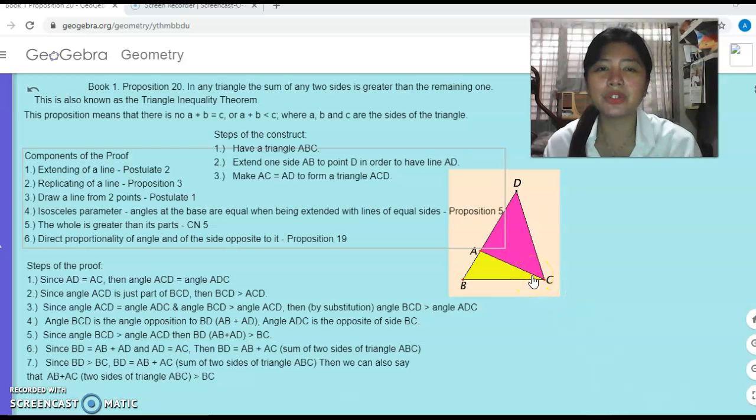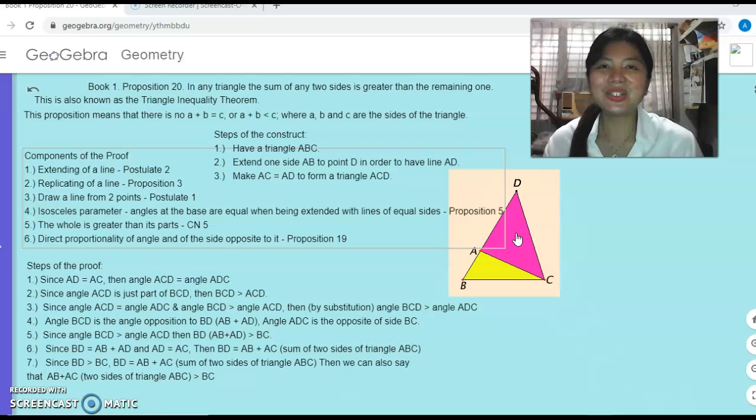To build it, first we're going to have triangle ABC, and then extend line BA to point D, and connect points C and D to form line CD. And to determine the length of line AD, we will replicate line AC and make it equal to line AD. So we have the equation AC equal to AD. With that, we have formed a triangle ACD here.